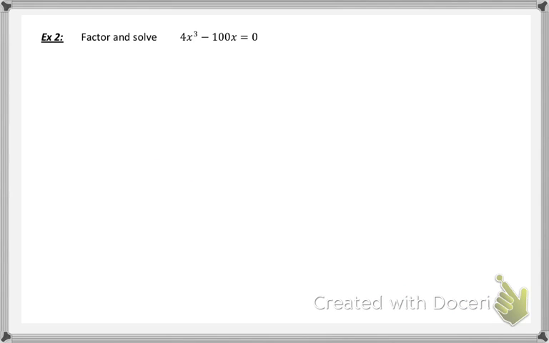Okay, let's try one more, and we're going to do the same thing. We're going to set it equal to 0, which it already is, and then we're going to factor out the GCF, keep factoring, and then we're going to use the zero product property. So in this case, my GCF is 4x. I can divide out a 4 from both terms, and I can divide out an x. So 4x comes out, and I'm left with x squared minus 25 equals 0.